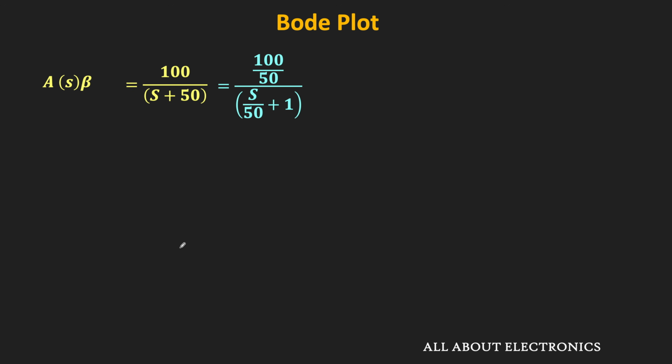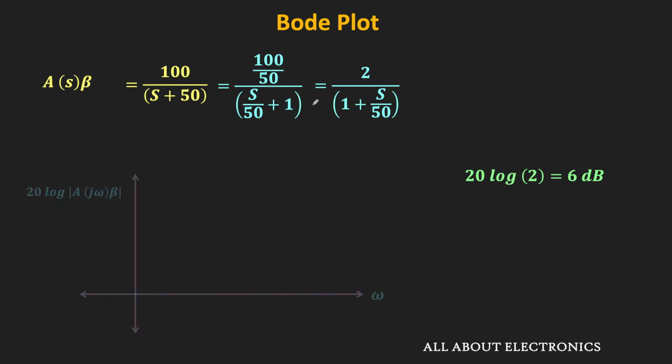For that, if we take the 50 outside, then in the numerator we will have 100 divided by 50, that is equal to 2, and in the denominator we will have 1 plus s divided by 50. Now if you see the constant term, it is equal to 2, and in decibels that is equal to 20 log 2, that is equal to 6 dB. So the magnitude plot will start from 6 dB and it will remain constant up to 50 radians per second, because here the first pole is arising at this frequency.